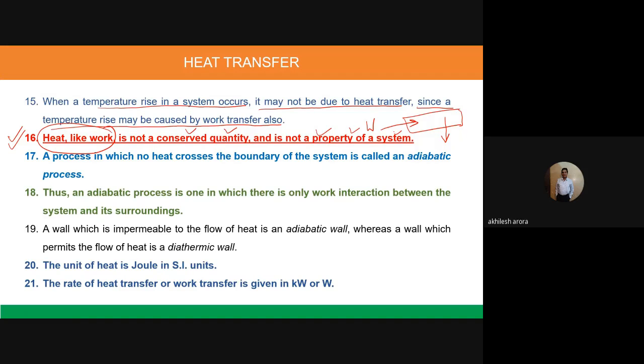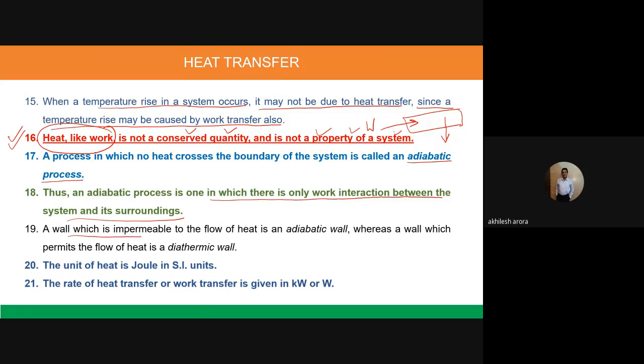A process in which no heat crosses the boundary of the system is known as an adiabatic process. This we have already discussed. An adiabatic process is one in which there is only work interaction between the system and the surroundings. So we have calculated the value of the PdV work in the case of an adiabatic process, and there is no heat transfer.